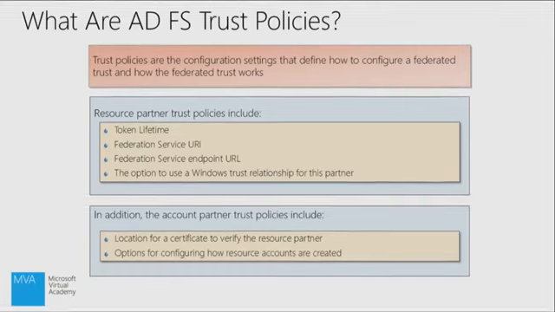In this case, the idea of Federation services is not to use Windows trusts. In addition, the account trust partner policies include a location for a certificate. We want to make sure that the resources we're logging into are valid. We're going to use certificates for that. And options for configuring how resource accounts are created.